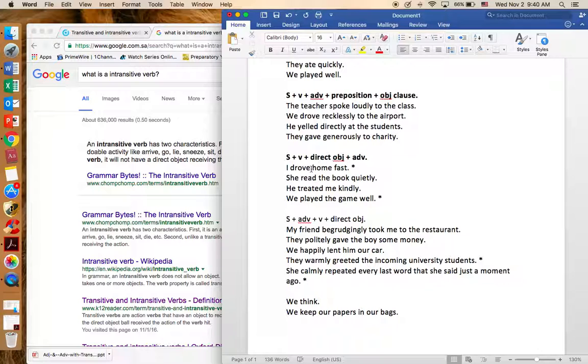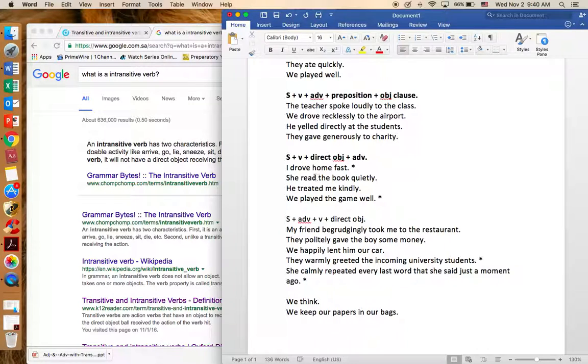And so when it comes to a transitive verb, we wouldn't say I drove fast home or we played well the game. So these are transitive verbs. They take a direct object. You drove where? Home is answering the question where. I drove home. How did you drive home? I drove home fast, or I drove home quickly.